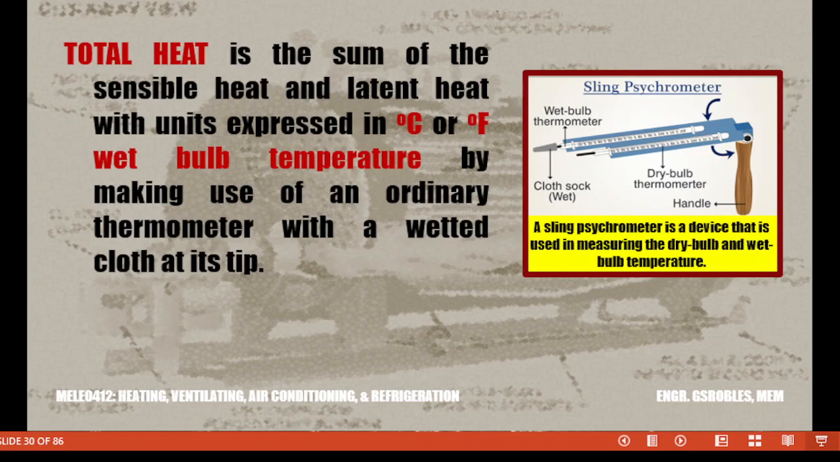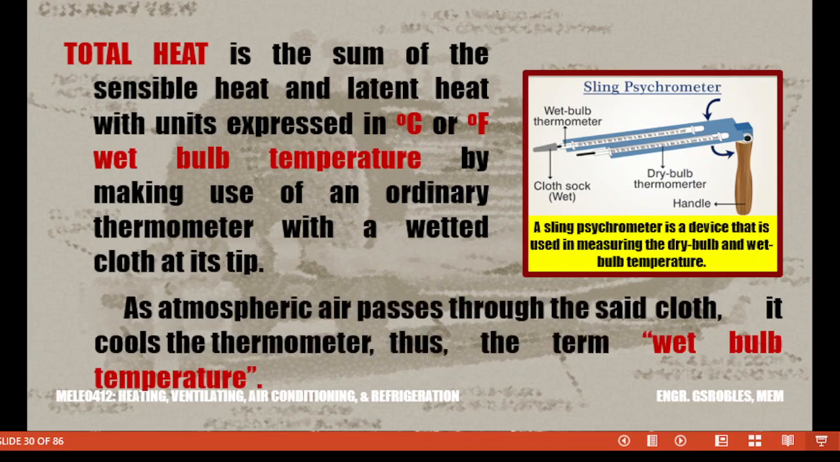Now, to obtain the total heat load, which would become the basis for the total heating load of a space, i-add lang natin yung latent heat load as well as yung sensible heat loads. So, yung total heat has units expressed in terms of degree centigrade or degree Fahrenheit wet bulb temperature.